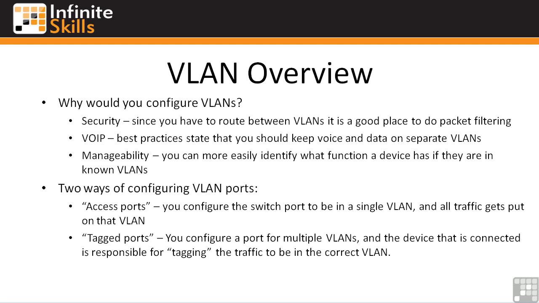The second way of configuring a VLAN port is a tagged port. You configure the port for multiple VLANs. The device that's connected to that port is responsible for tagging the traffic to be in the correct VLAN. So you would go into the switch configuration and you would say, this port is a tagged VLAN port, and Cisco generally calls it a trunk port. And the switch will allow tagged traffic on any VLAN you specify to come in that tagged port.